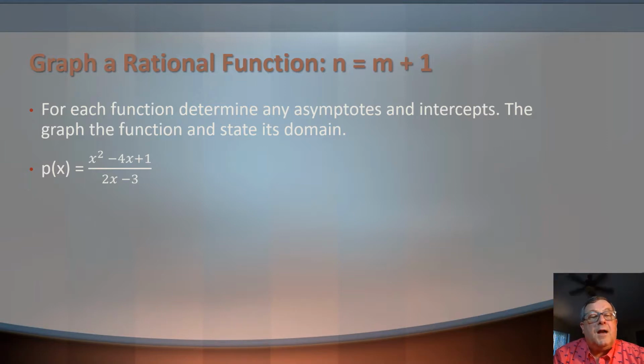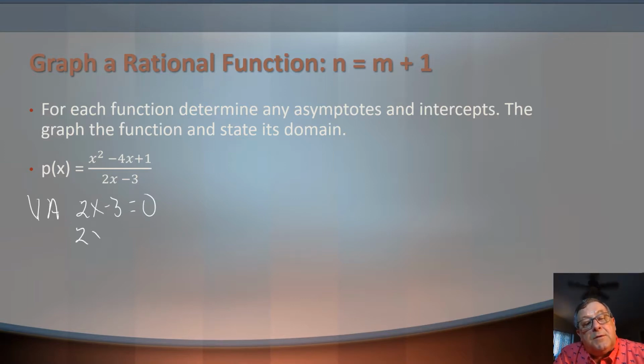All right, so this time we've got x squared minus 4x plus 1 over 2x minus 3. So let's think first about this vertical asymptote, which is going to be created by anything that would cause the denominator to equal 0. So we're going to set 2x minus 3 equals 0. We're going to add 3 to both sides, divide by 2, and so we're going to have a vertical asymptote where x equals 3/2.